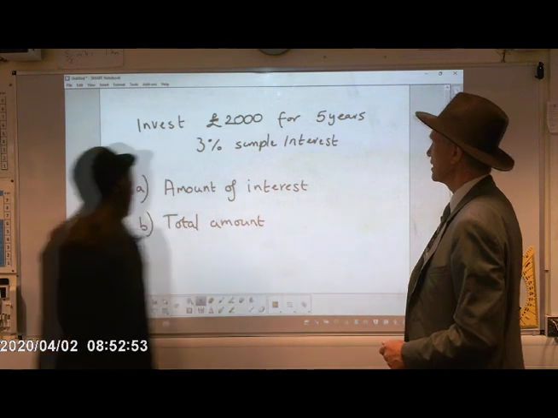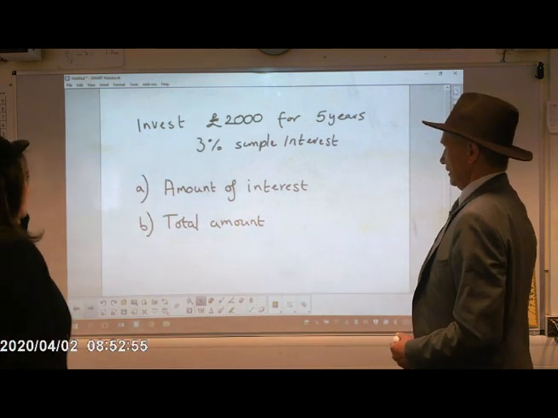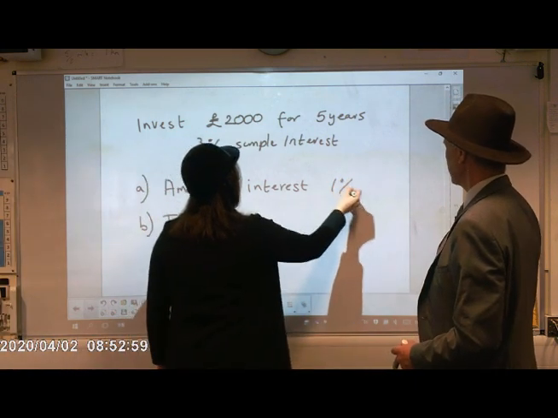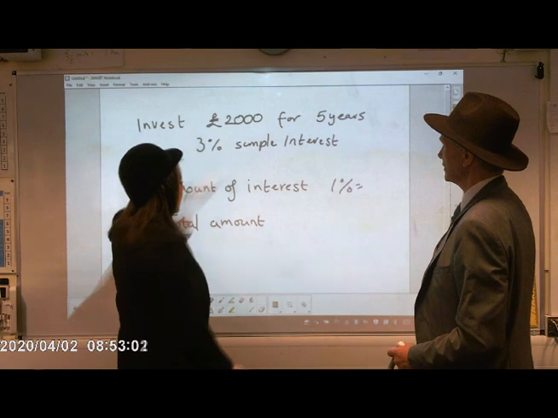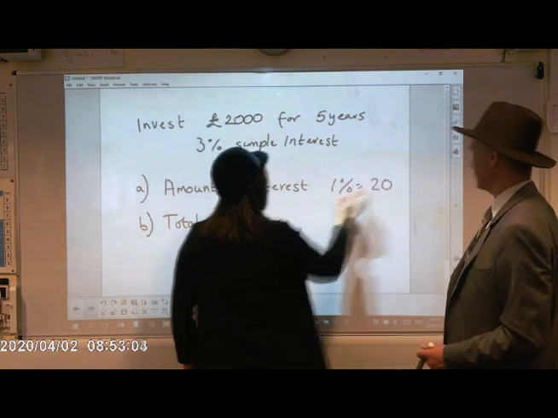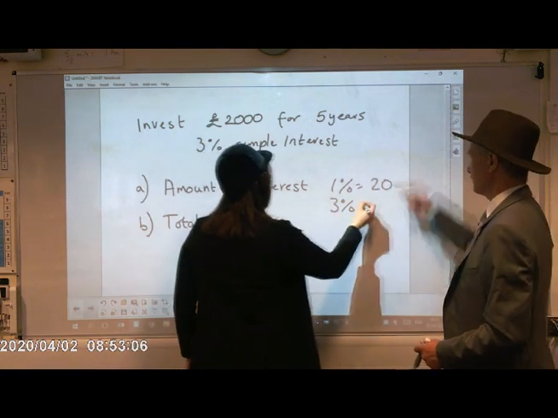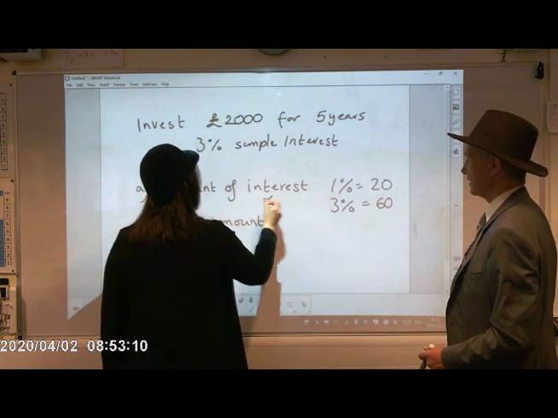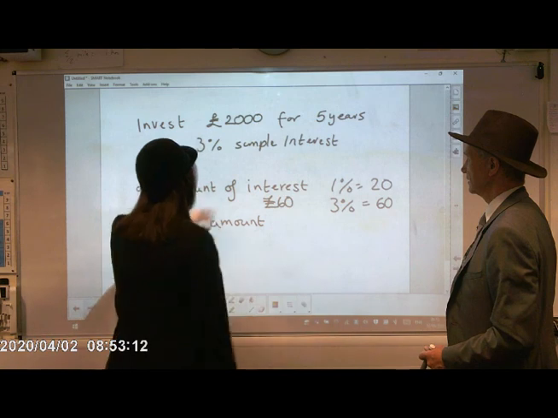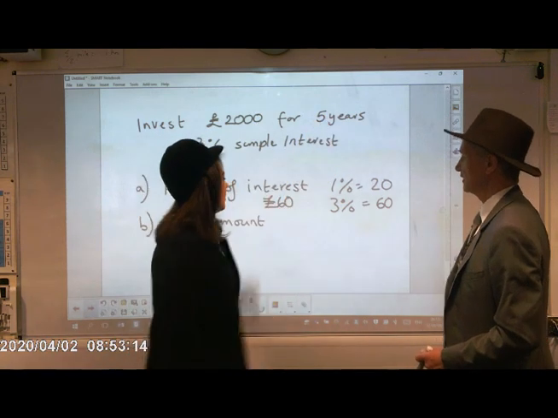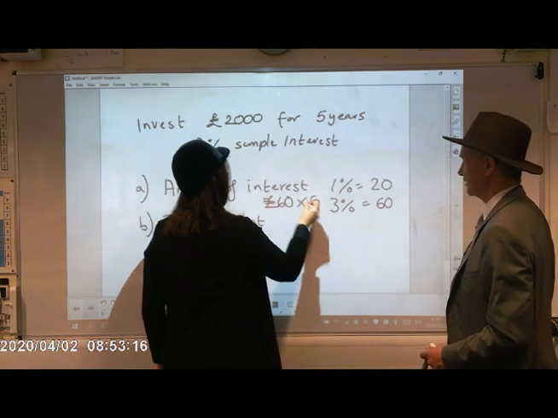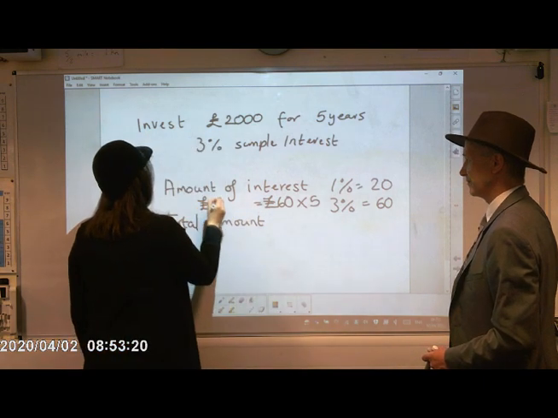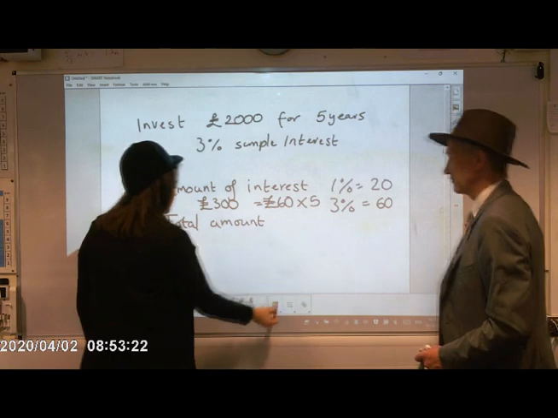Okay, lovely. So first of all, we're going to find 3% again. So 1% of £2,000 is 2,000 divided by 100, which is £20. Which means 3%, 3 lots of that, is £60. So my answer to this one would be 60 times 5, the amount of years. 6 fives are 30, which is 300. £300, and that's my answer.